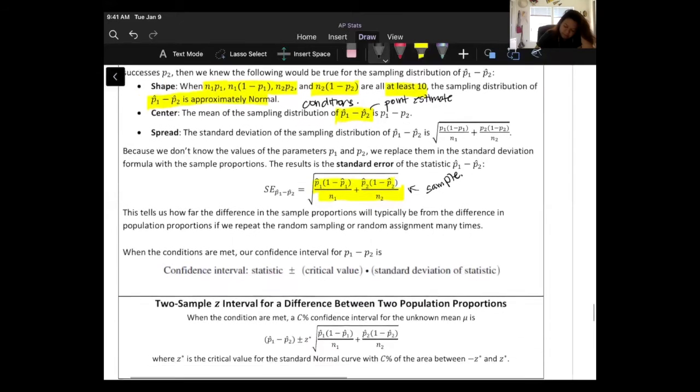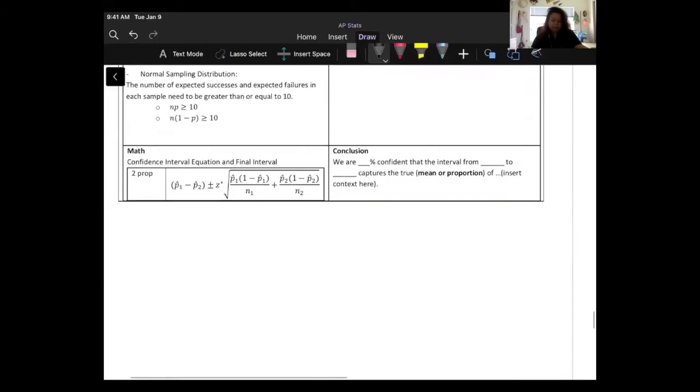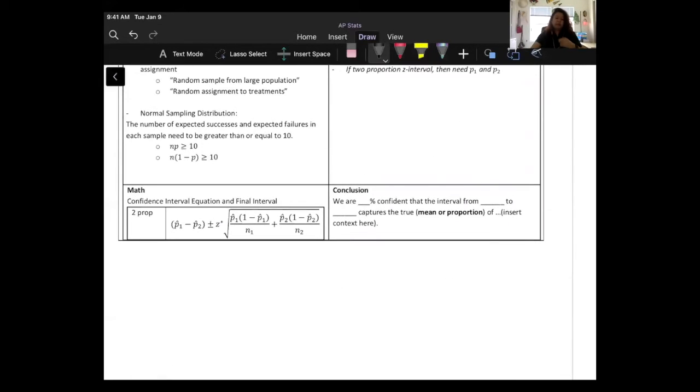At the bottom of page 28, you get your equation on how to do a confidence interval for two sample proportions. And remember, these are samples, these are not populations, right? We don't know any information about the population. You have your template right here, and this template is pretty much the same. The one thing we do need to add in, because it's a two sample, is our conclusion.